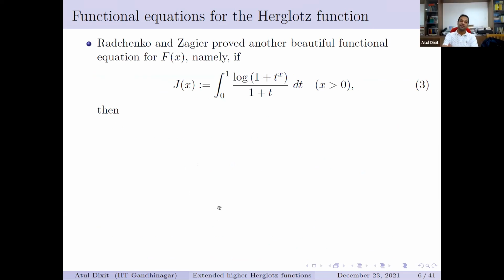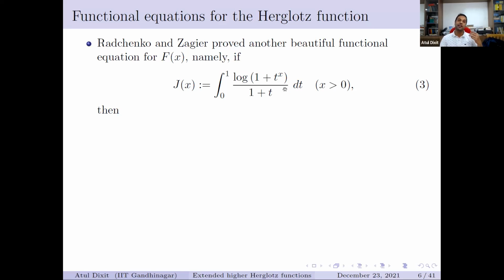Another beautiful thing that Radchenko and Zagier did in their paper was to relate this particular integral from 0 to 1 of log of 1 plus t to the power x over 1 plus t dt, for any x greater than 0, with the Herglotz function. So anybody who looks at this integral at first glance might think, okay, what's so special about this? Note that here x is in the exponent of t. Otherwise, this is an integral of elementary functions itself, right? But there was no evaluation of this before Herglotz.